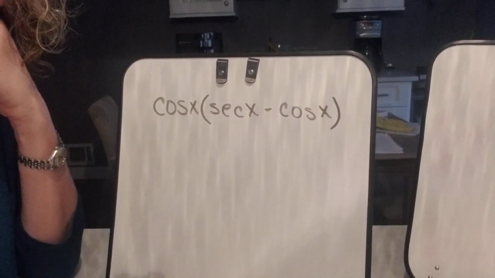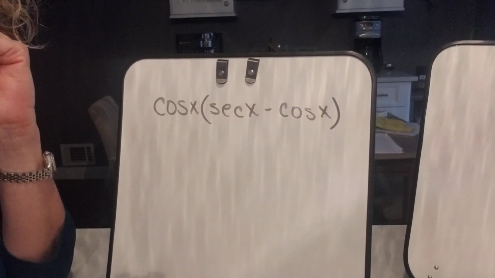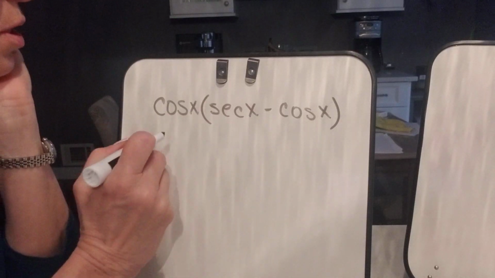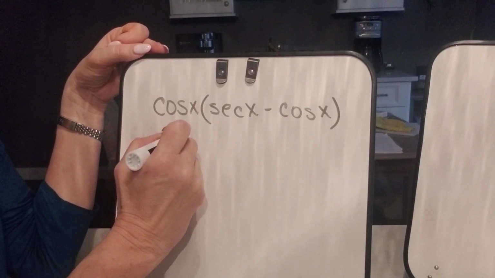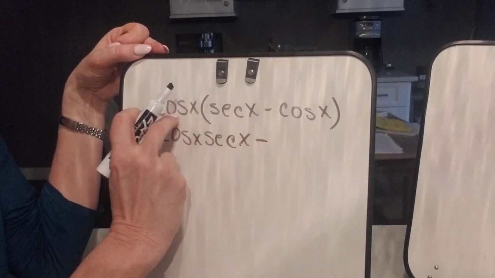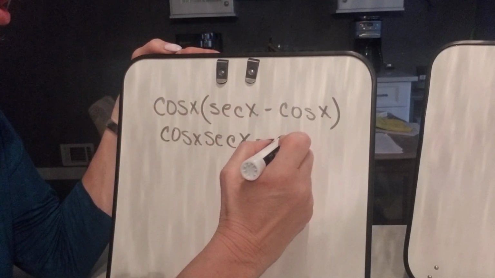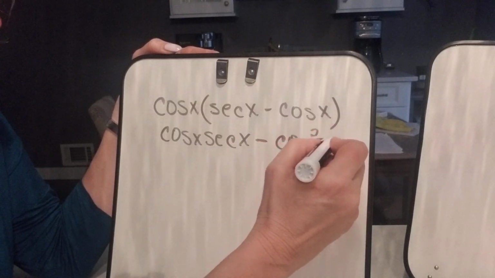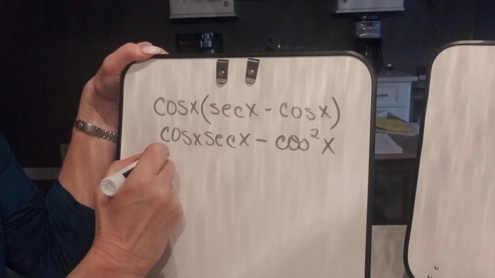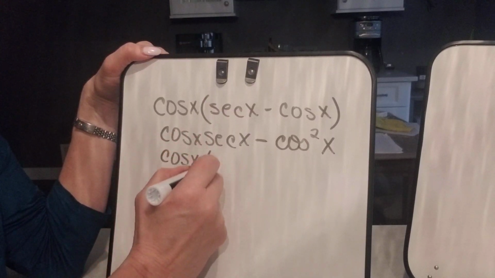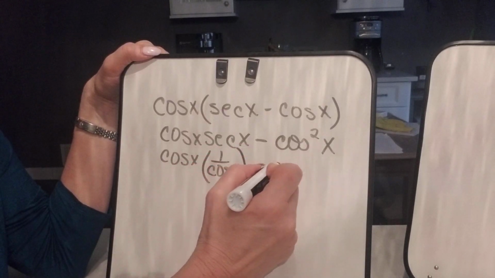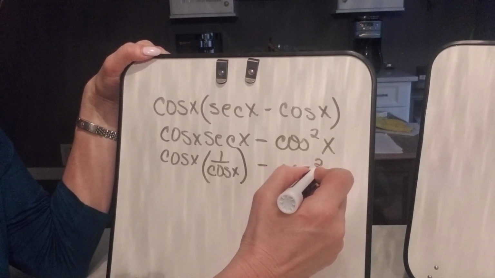Notice that I switched from theta to x because it's hard for me to keep saying theta so much. So here I'm going to distribute. I will have cosine x secant x minus cosine times cosine, which gives me cosine squared x. I'm going to change secant. So now cosine x times secant is 1 over cosine x, minus cosine squared x.